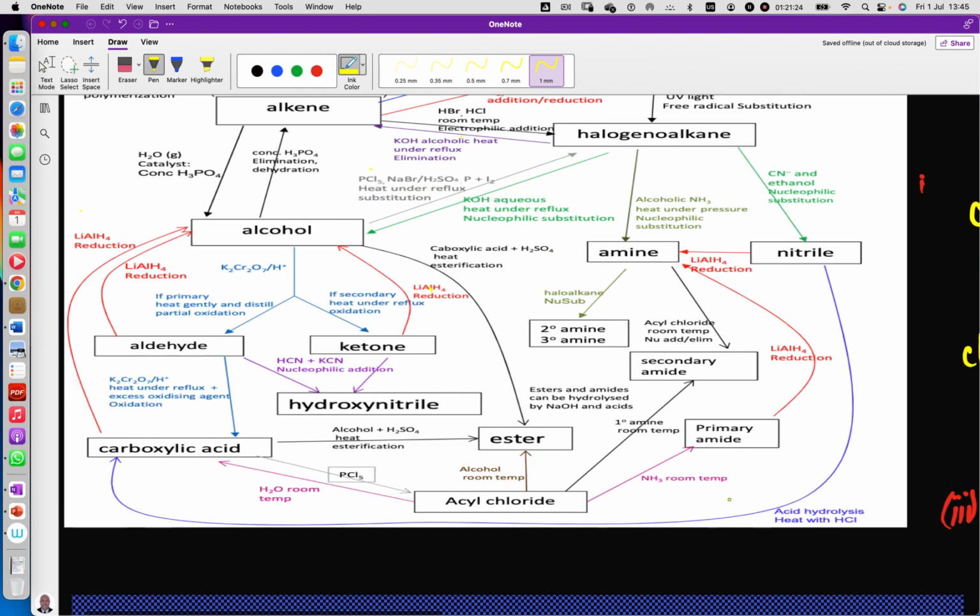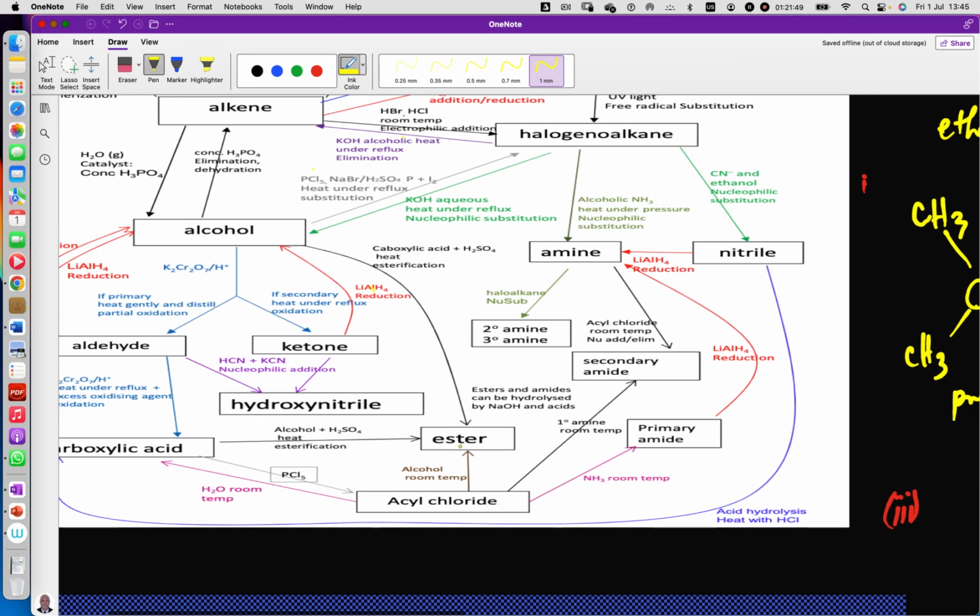Ketone will react by nucleophilic addition to form hydroxynitrile. So I've given an example of a ketone, and this is the product. I've given an example of an aldehyde, and this is the hydroxynitrile. So these are the reactions here.